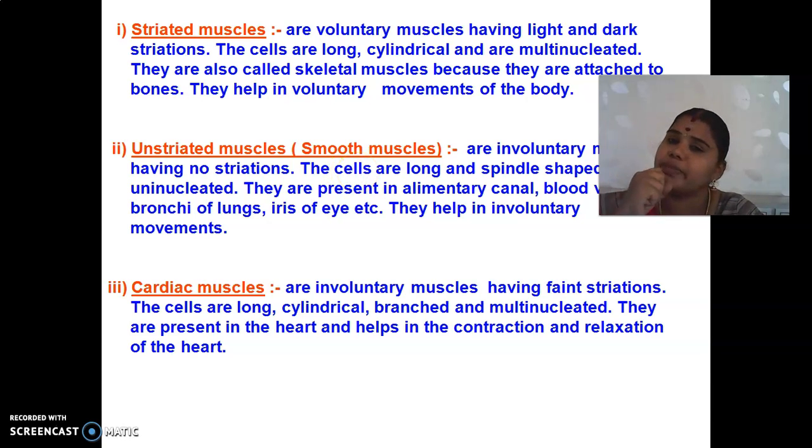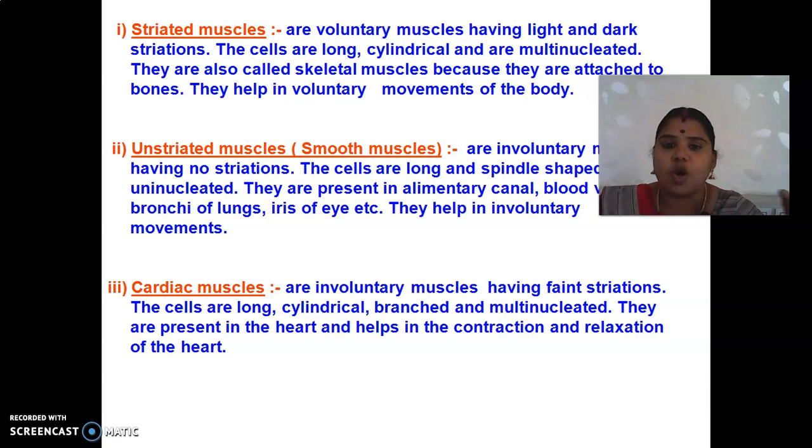So smooth muscles, as I told you, are present in our heart. So this heart is the soft, smooth, muscular organ. So these unstriated muscles, smooth muscles or involuntary muscles, are involuntary muscles. They have no striations. They do not have any striations like striated muscles. So striated muscles have striations, the bands, but in unstriated muscles there are no striations.